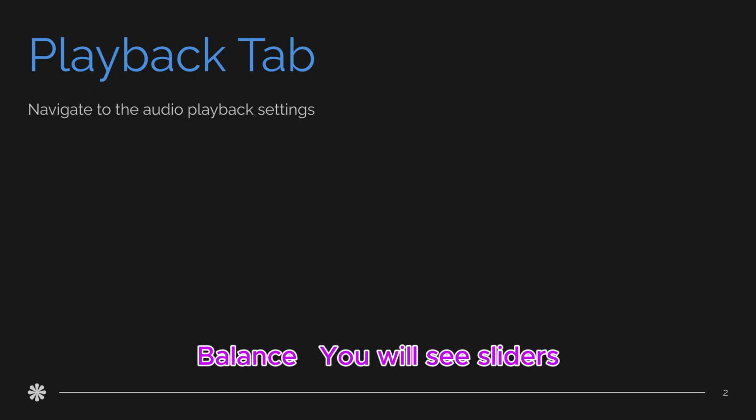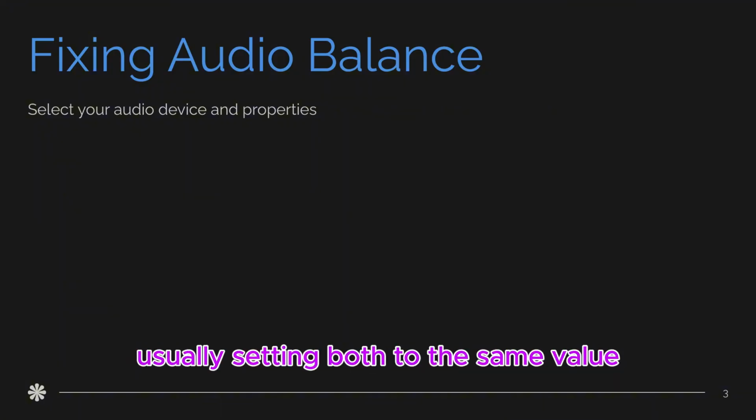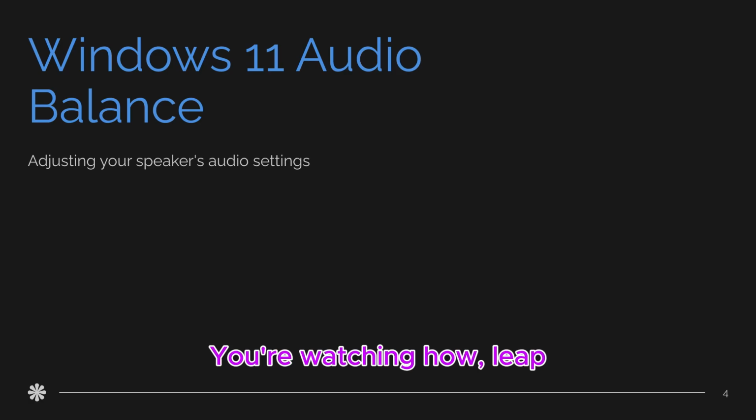You will see sliders for left and right channels. Adjust these sliders to make both sides equal, usually setting both to the same value. Click OK to apply the changes. Test your audio.